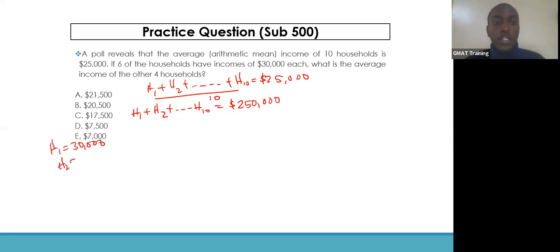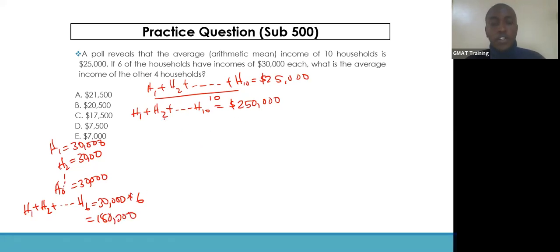All right. If 6 of the households have incomes of 30,000 each, we know that household 1 has 30,000, household 2 has 30,000, all the way to household 6, 30,000. So if you add household 1, household 2, all the way to household 6, it should be 30,000 times 6, and that will give us 180,000. So from household 1 to household 6, that's 180,000.